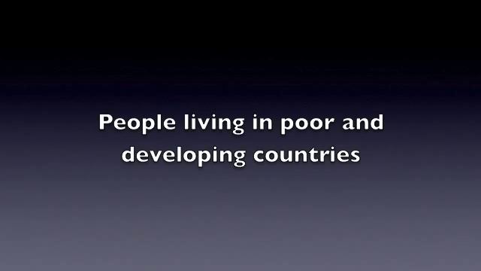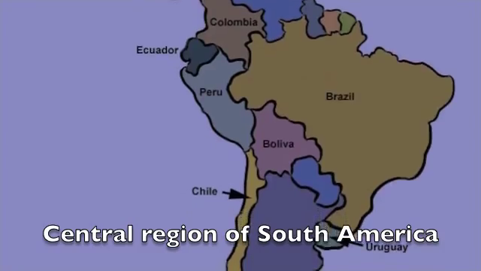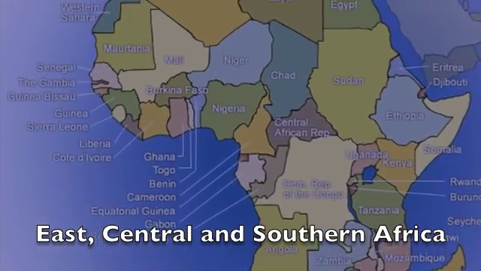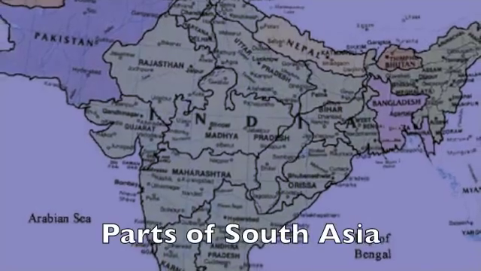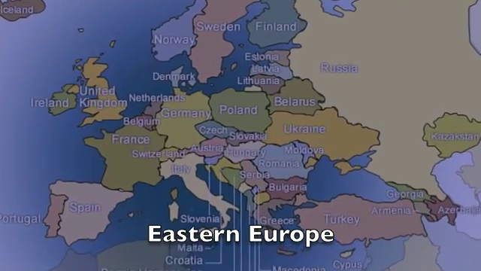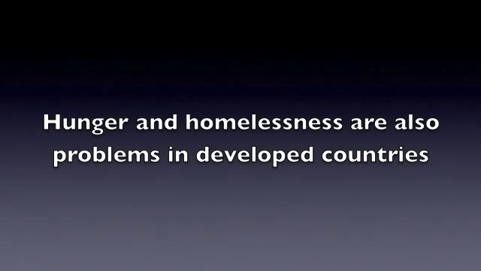People living in poor and developing countries, such as the central region of South America, East, Central, and South Africa, parts of South Asia, and Eastern Europe. Hunger and homelessness are also problems in developed countries.